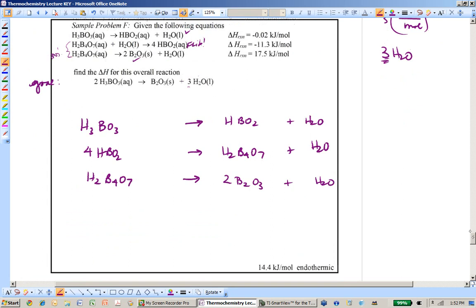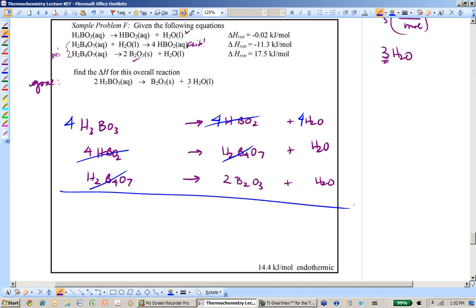Okay, so if we attack this, what are we going to do? Well, the whole reason of doing this was I really needed to get rid of this guy because it's not in my final equation. And then I really need to get rid of HBO2 because it's not in my final equation either, but isn't that going to require me doing this? Yes, it is. So now I can do that.